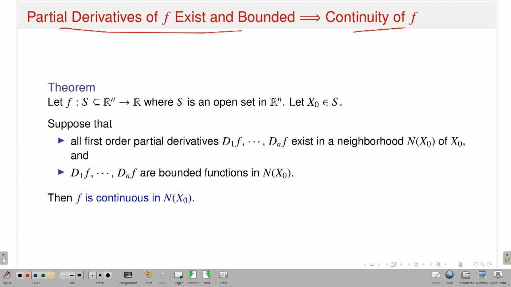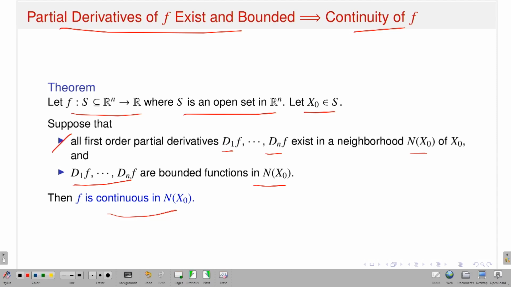This is very nice. So look at the statement of the theorem. Let f be a function from S subset of Rn to R, where S is an open set in Rn. I am taking a point x naught in S. So what are the hypotheses? All first order partial derivatives d1f up to dnf exist in a neighborhood N of x naught. And if I assume that all the first order partial derivatives are bounded functions in that neighborhood, then I will say that f is continuous in that neighborhood. So that means instead of the partial derivatives being continuous, if I assume that they are bounded, then I can talk about the continuity of f.